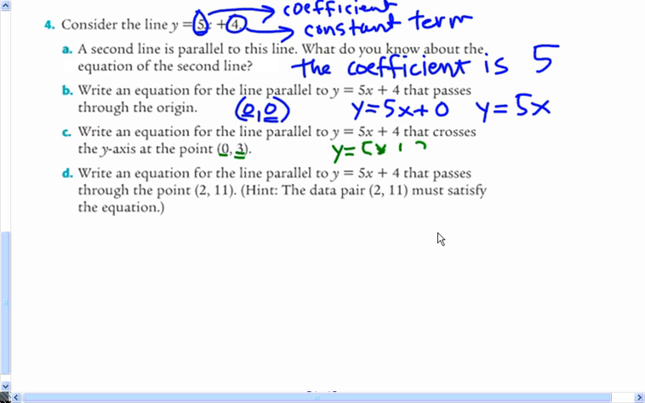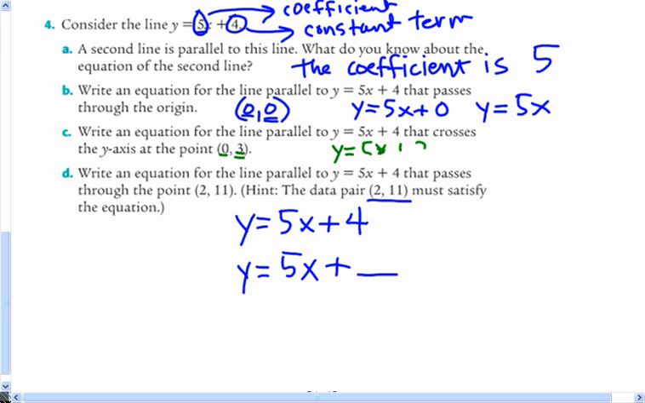So we know that we want to be parallel to this equation, y equals 5x plus 4. And that tells us that at least this part of the equation, the 5x, our coefficient is going to be 5 if it's parallel. So now we just need to come up with a y-intercept that will work for this data pair, (2, 11). In other words, if we substitute 11 for y, multiply 5 times 2, and add the y-intercept, we should get a true statement. So I'll just simplify that.